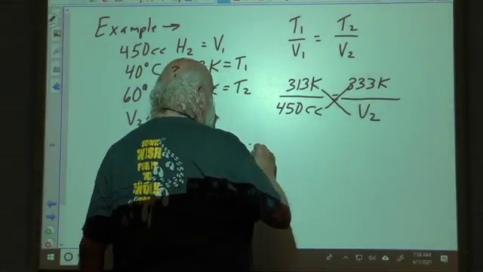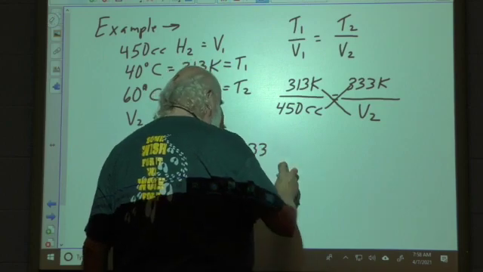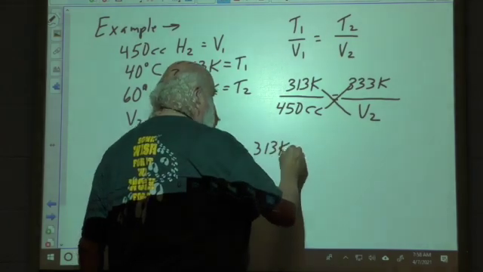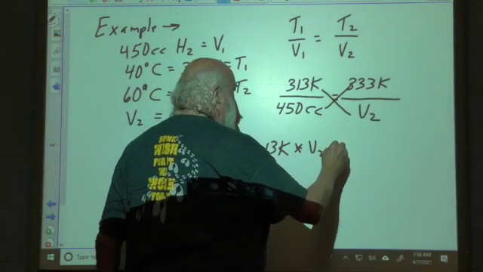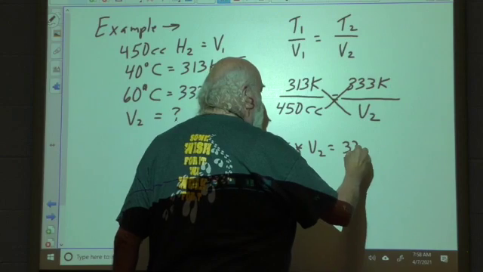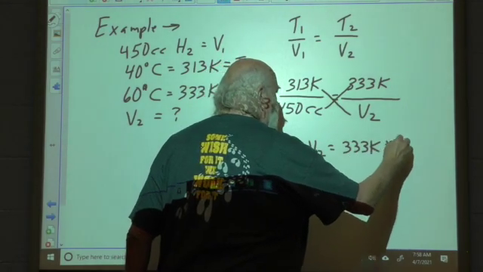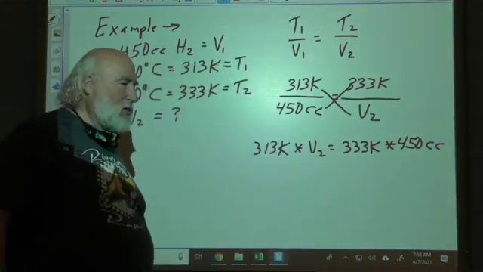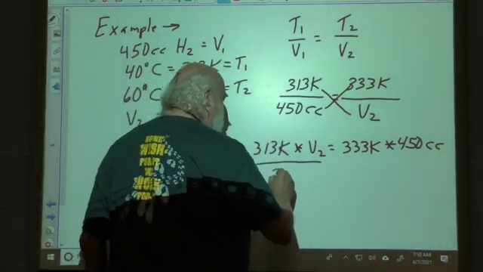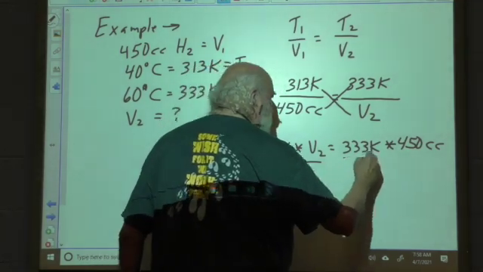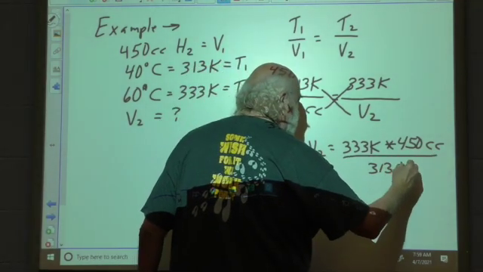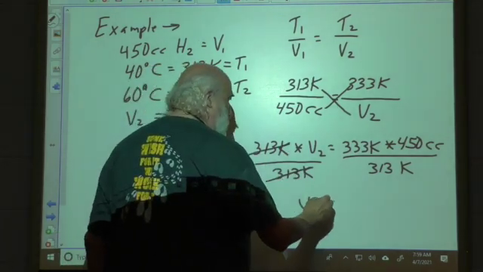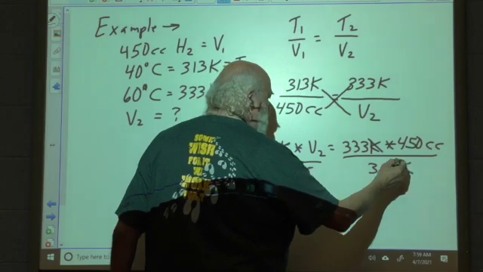So we are going to get 313K times V2 equals 333K times 450 cc's. And we want to get the variable by itself, so we divide both sides by 313K. And the 313Ks cancel out here to leave us V2. Now, the Kelvin's going to cancel out here.